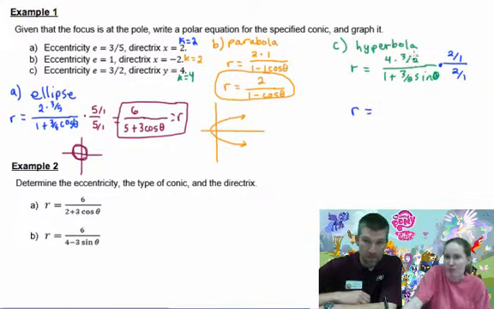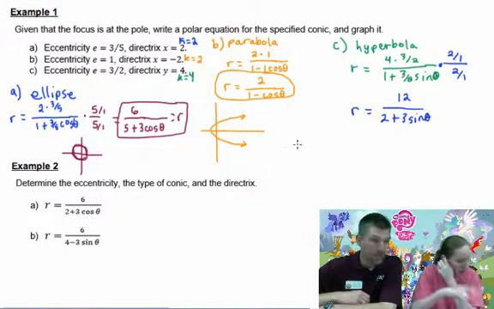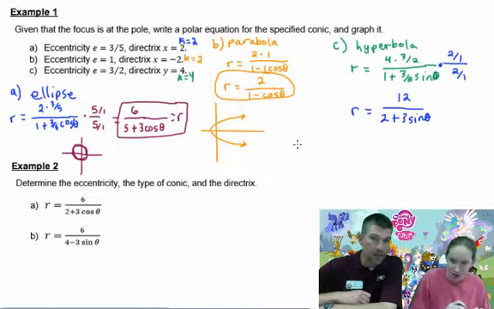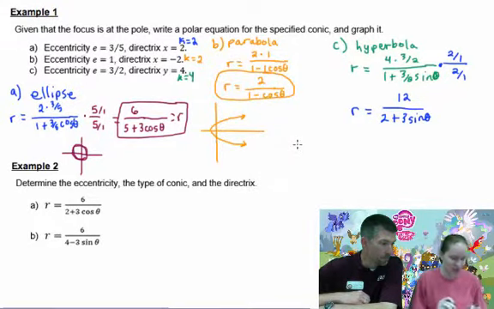On top, it gets rid of this 2, so I just have 4 times 3 on top, which is 12. And then I distribute the 2 on bottom, so that's 2 plus 3 sine theta. And then I plug it into my calculator. These actually graph a little bit differently, if I remember correctly. They look kind of weird. Remember, we've got asymptotes on hyperbolas.